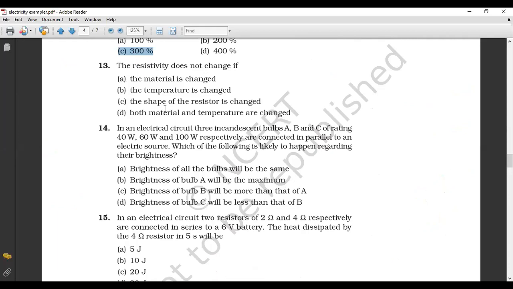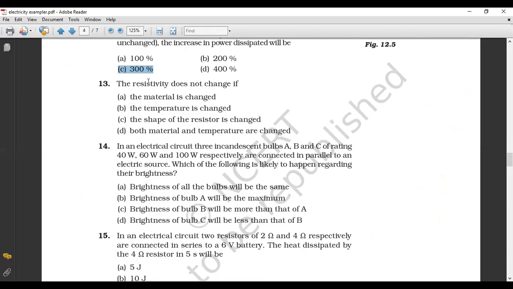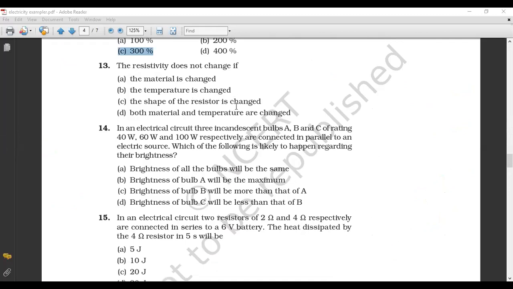Next, 13th number question. The answer is C. The resistivity does not change if the material is changed, the temperature is changed, the shape of the resistor is changed, or both material and temperature are changed. So the answer for this question is C. It doesn't change if the shape of the resistor changes, because resistivity depends upon the nature of the material and the temperature, but does not depend upon the shape of the resistor.